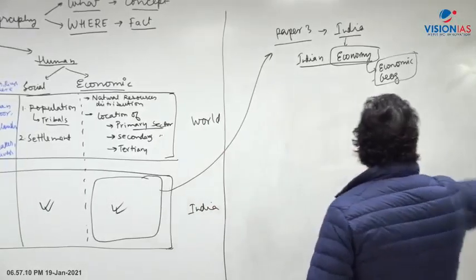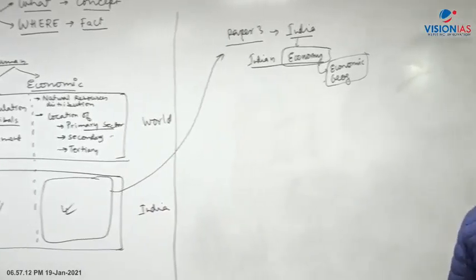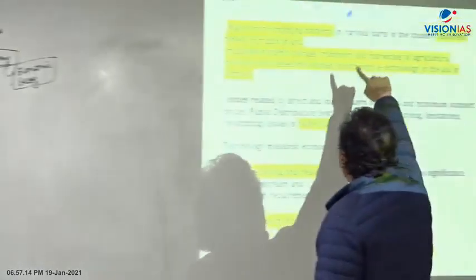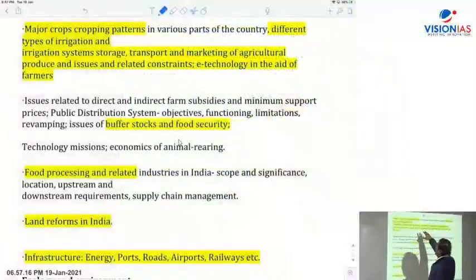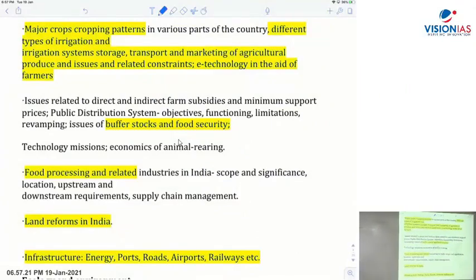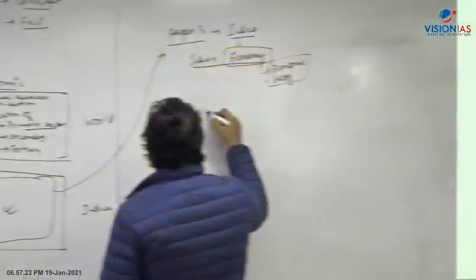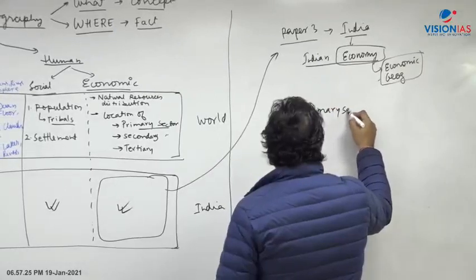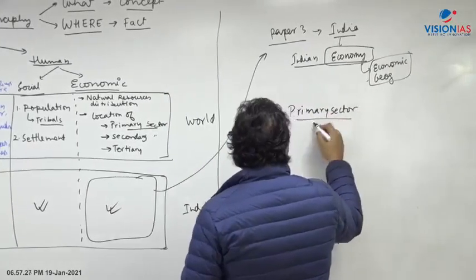So please see what all is there. First they say major crops, cropping patterns, different type of irrigation, etc. So crop and cropping pattern, which means which sector are they talking of? Primary sector. Primary sector. In primary sector what?